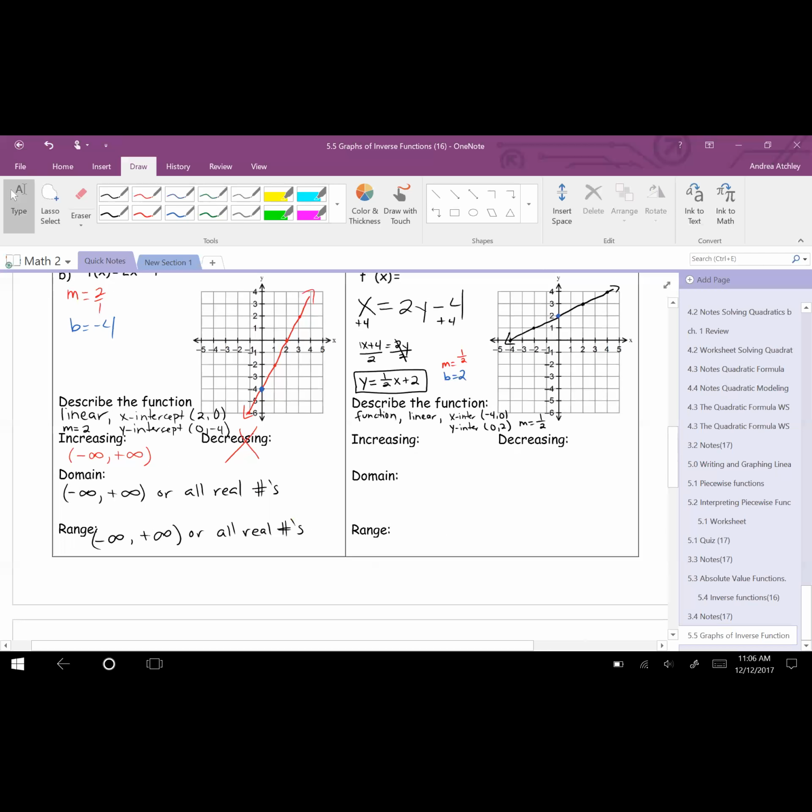Now is my inverse function increasing or decreasing? It's still increasing. Okay, as I'm going from left, I go up. So that's increasing. And again, it's not going to decrease then. And this will always be the case. If you have a linear function, its inverse is going to do the same thing. If its function is increasing, then its inverse will be increasing. If the function is decreasing, then its inverse will be decreasing.